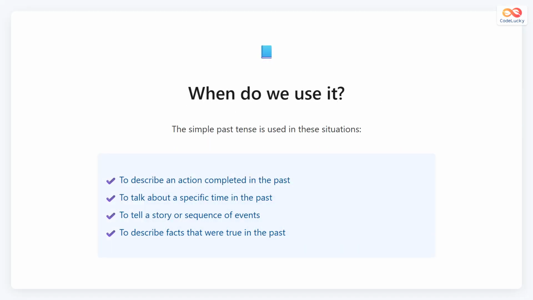The simple past tense is used when describing actions that are finished, when mentioning a specific time in the past, or when telling a story or sequence of events. It is also used for facts that were true only in the past. For example, you can say, "Dinosaurs lived millions of years ago," to describe a past fact.